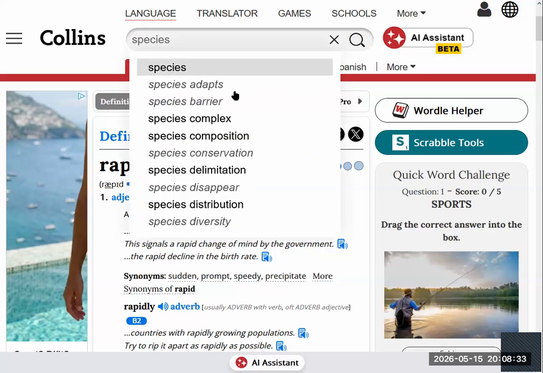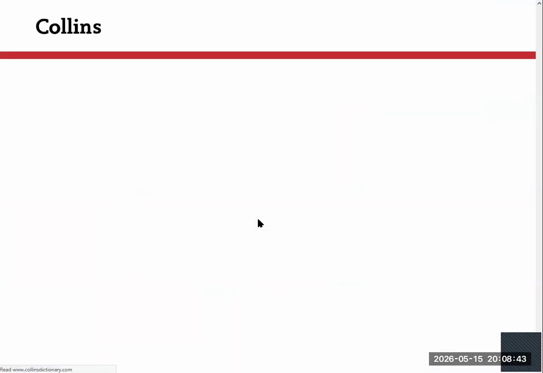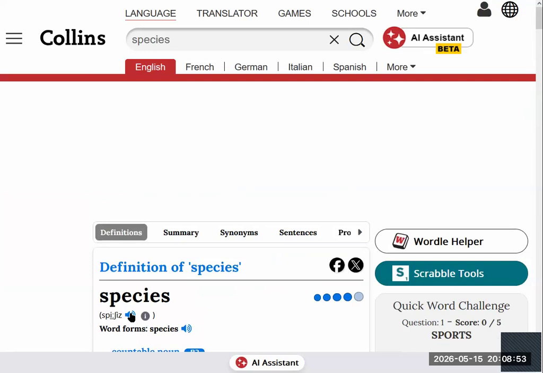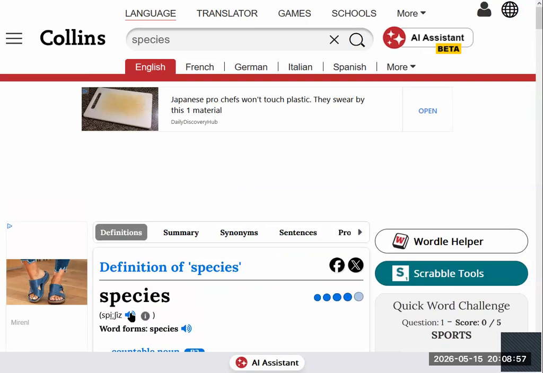So species, barrier, complex, composition, delimitation, disappear, diversity. Species. Species diversity. I've clicked the search button. So let's listen to them saying it. Species. Species. Yeah, species. That's pretty good, yes.